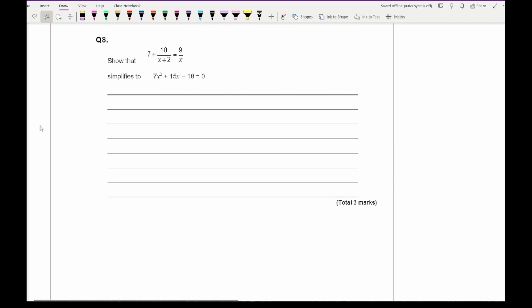So again, looking at algebraic fractions. So it says show that 7 plus, and it is a plus, let me just make that a little bit more obvious on screen, plus 10 over x plus 2 equals 9 over x. So what we want to do here is get a common denominator. Now, common denominator is going to be, in this case, x plus 2. So this middle fraction is absolutely fine.